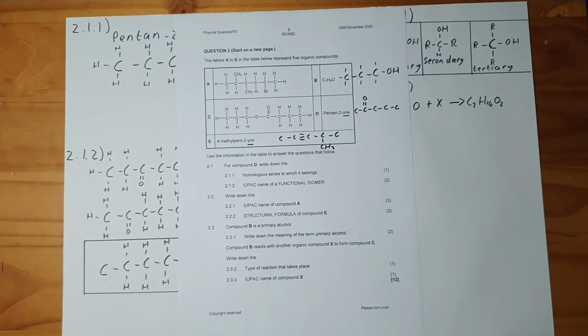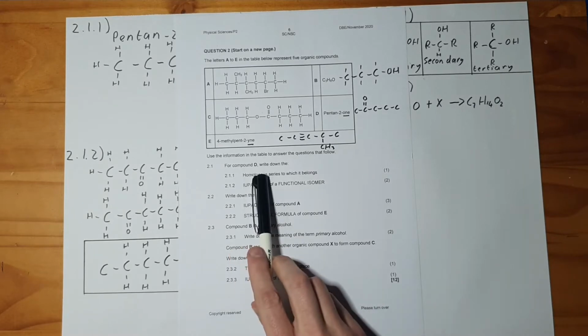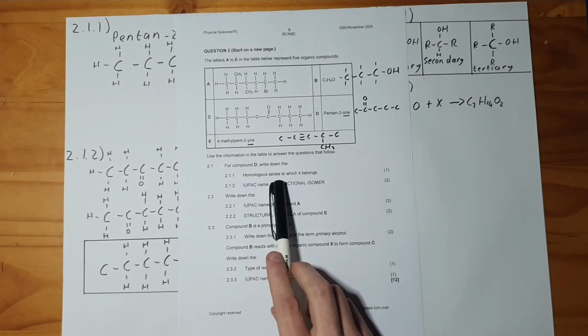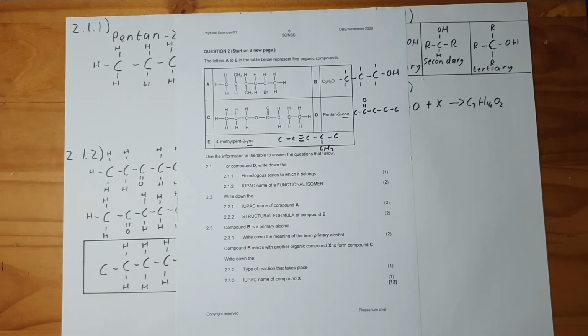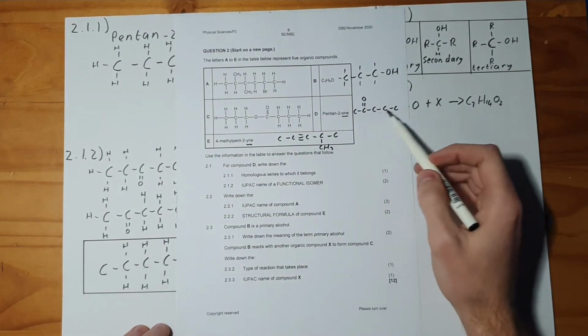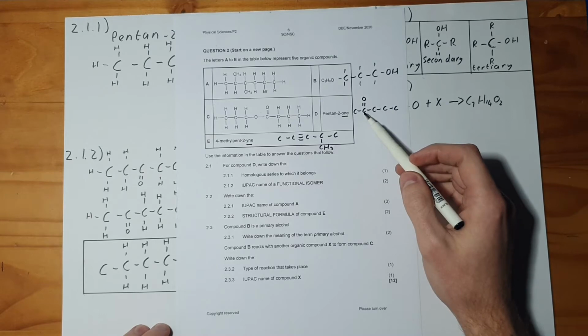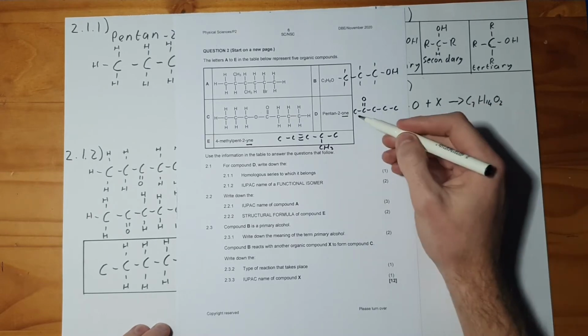Now let's get started with the question. So question 2.1 says, for compound D, write down the homologous series to which it belongs. So the definition of homologous series: it's molecules with the same functional groups and general formulas. So we're dealing with D, looking at it drawn out, we can see its homologous series is a ketone.